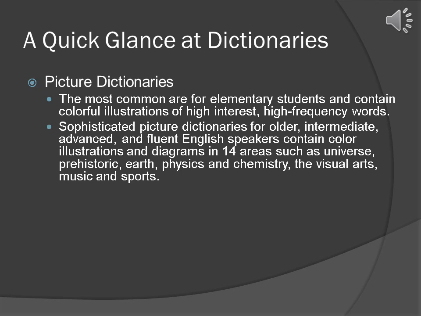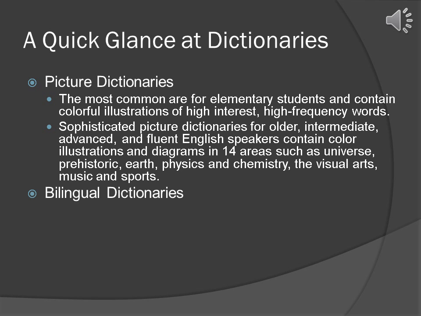There are also sophisticated picture dictionaries for older, intermediate, advanced, and fluent English speakers, which contain color illustrations and diagrams in 14 areas such as the universe, prehistoric, earth, physics and chemistry, visual arts, music, and sports.